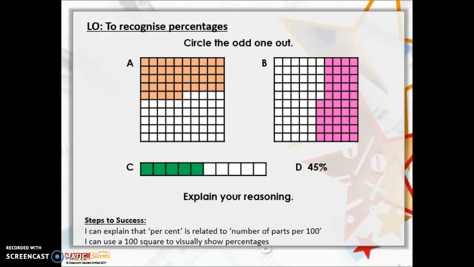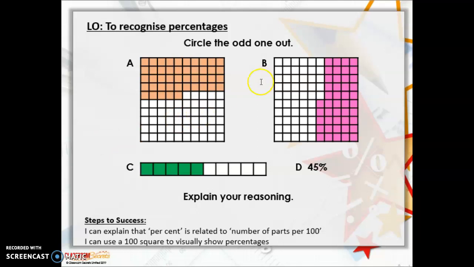Next question. Circle the odd one out. So remember, this is out of 100, but each of these are worth 10. So pause the video, work out which one is the odd one out.